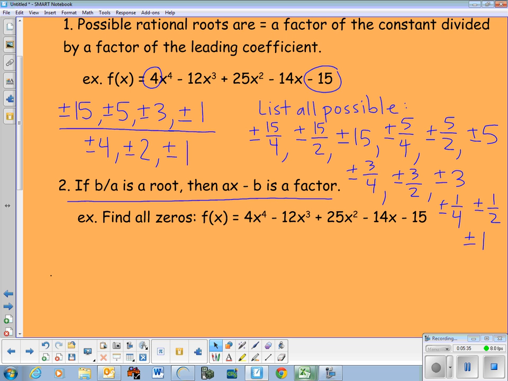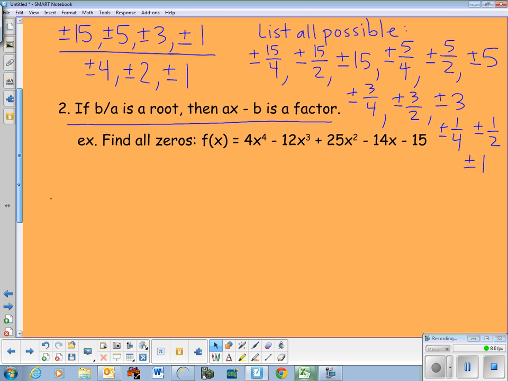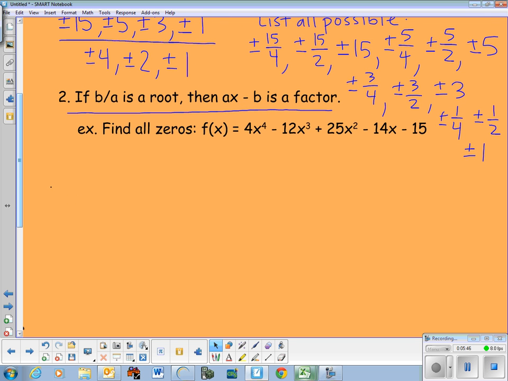Okay, so what we need to do with these possible fractional solutions is write the factor, divide it out of the fourth degree polynomial, and see if we get a remainder of 0. Another sad event here is that we can't use synthetic division. We're going to have to use polynomial long division.